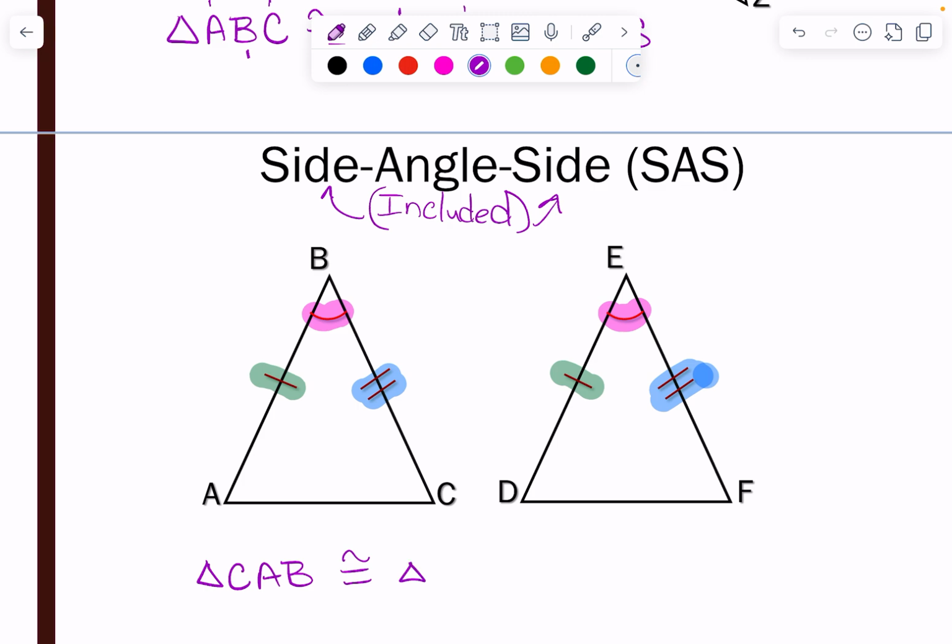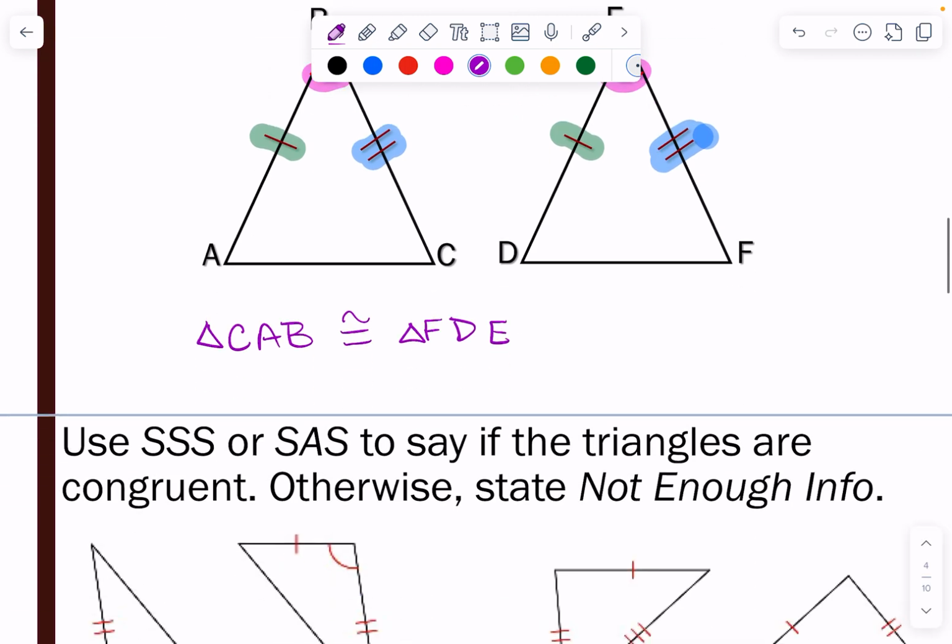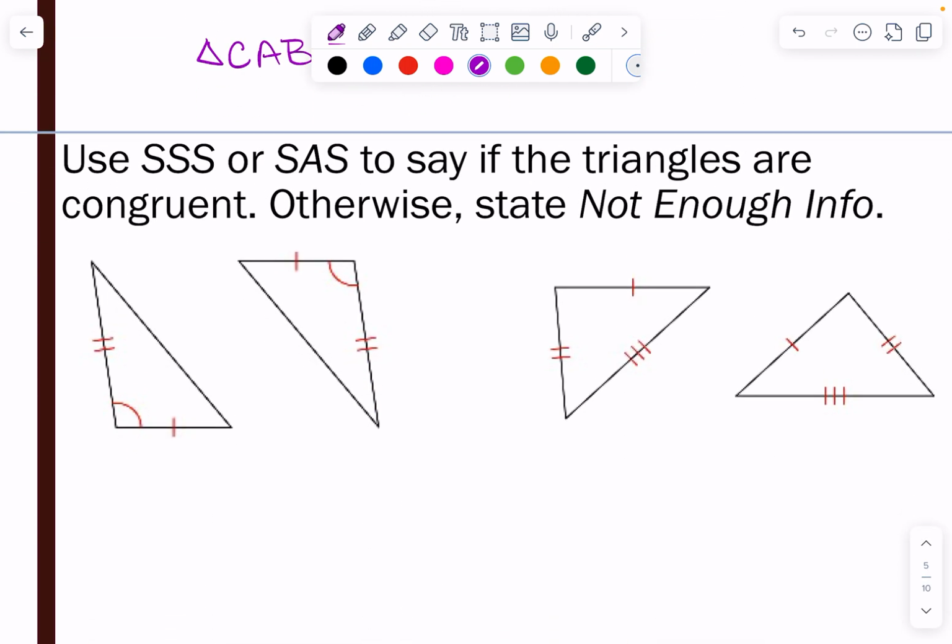So we could write a congruent statement like, for example, CAB is congruent to triangle. Now we need to make sure we match it up. B is definitely matching up with E. C is matching up with F. And D is matching up with A. So you have to make sure that you have those together. The key here is on this rule, side, angle, side, that the angle has to be the angle between the two corresponding sides that you know are congruent. Okay, so use side, side, side or side, angle, side to say if the triangles are congruent. Otherwise, state not enough information.